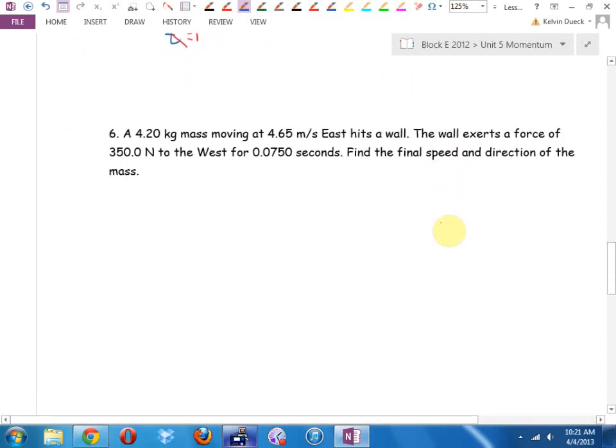Number 6. A 4.2 kilogram mass moving at 4.65 meters per second east hits a wall. The wall exerts a force to the west for that many seconds. Find the final speed and direction. Because I see east and west, and Lord knows I've screwed them up so often, I'll do a little quick compass rose right there.